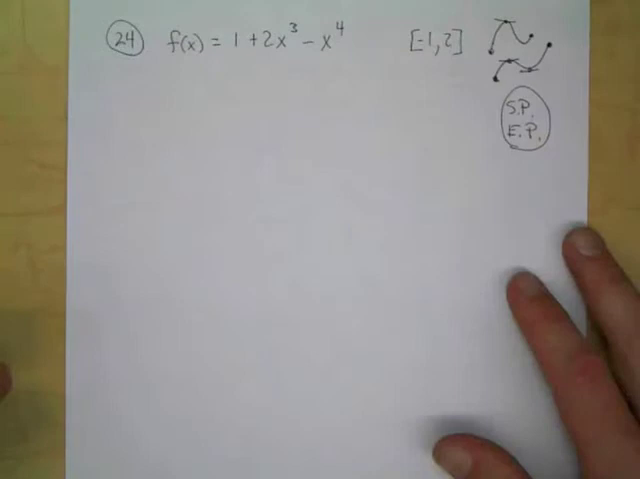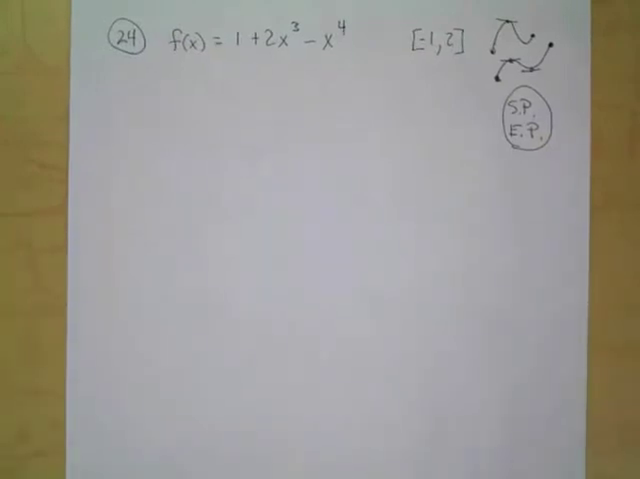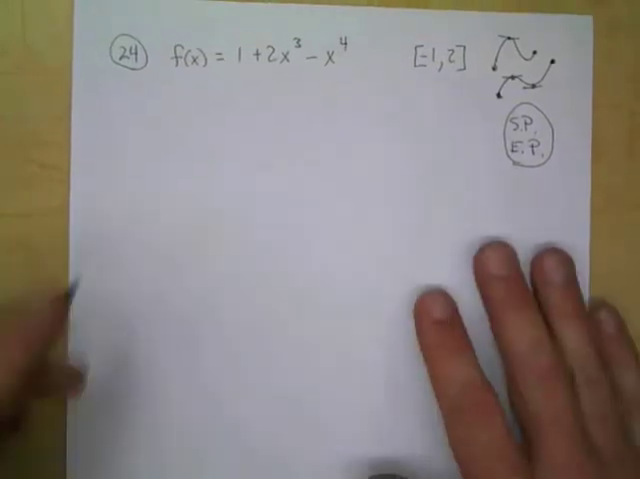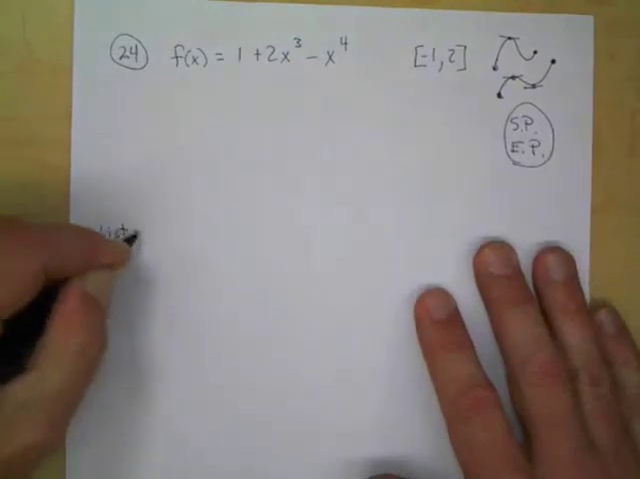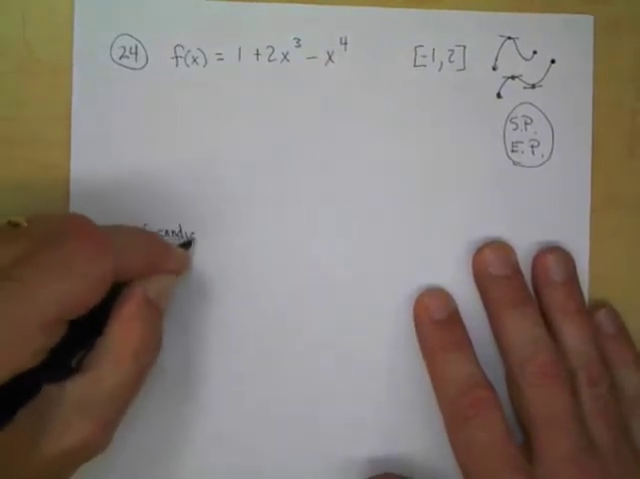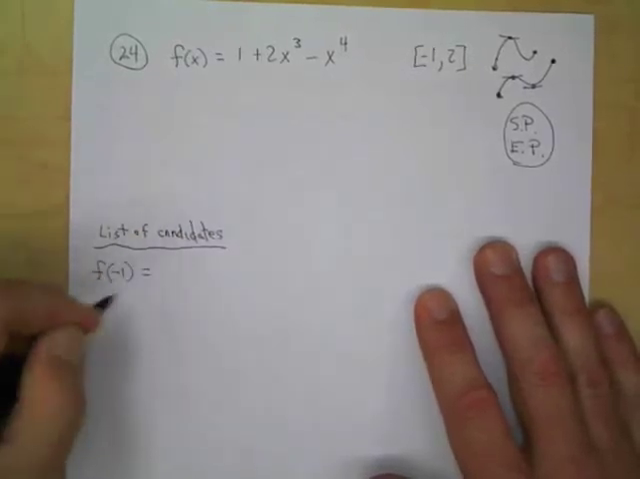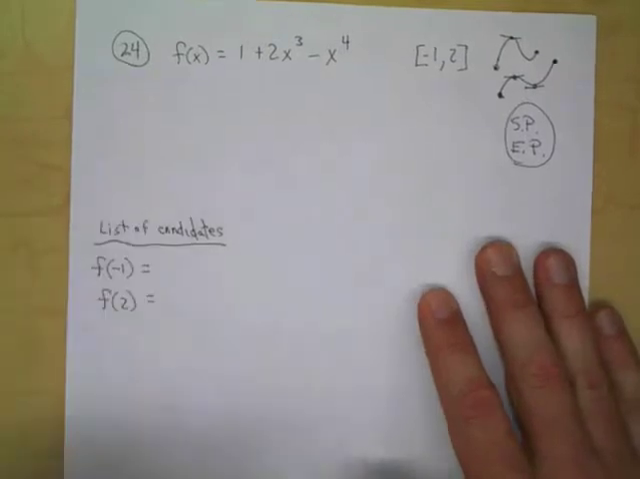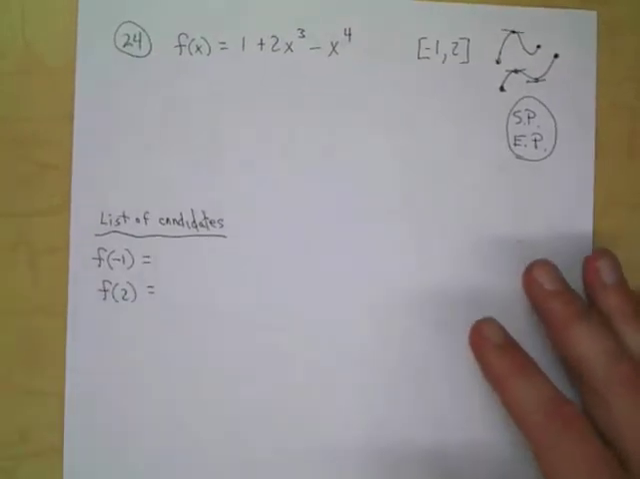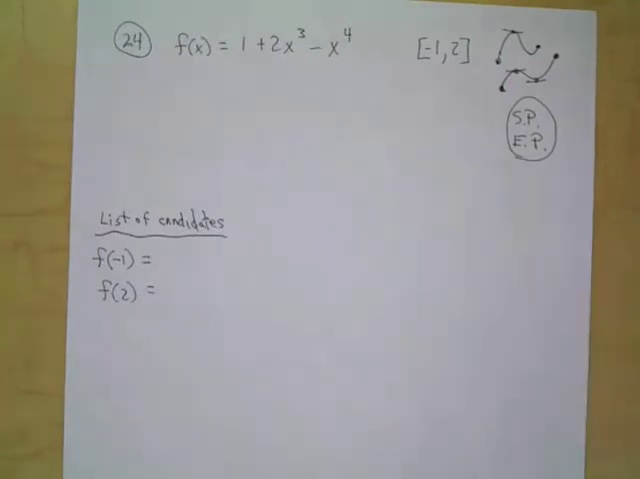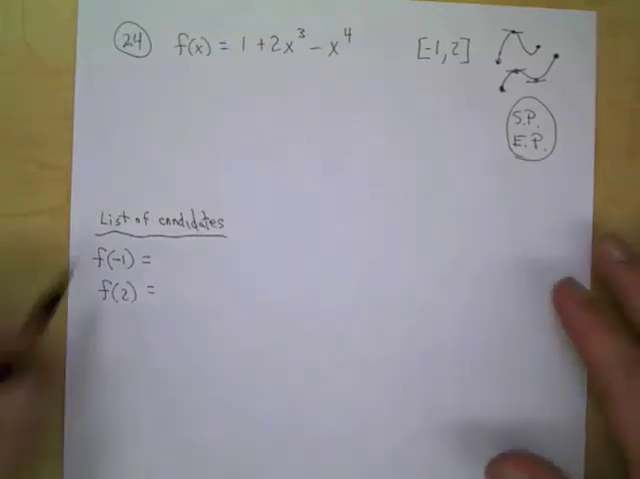So, endpoints are easy, right? They gave us those, -1 and 2. Now, what I care about, remember, are the y values. So here's my list of candidates. I'm going to want to know f of -1, and I'm going to want to know f of 2. I want to know the outputs at the endpoints so I can see which is the biggest output and which is the smallest output. Notice we didn't plug anything into f in the last problem because we didn't care. We just wanted to know where the local maxes and mins were. But now for the global max and min, we want to know what the outputs are.